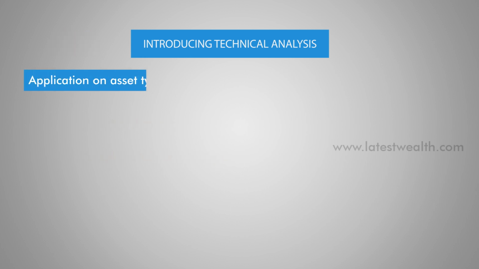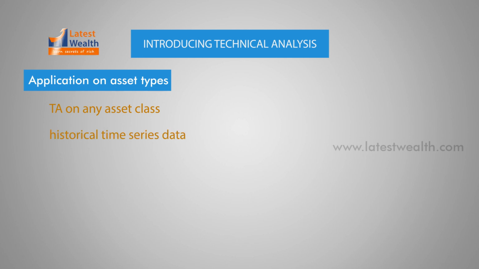First is application on asset types. You know one thing, the greatest versatile feature of technical analysis is that you can apply it on any asset class like stocks, futures and options, and commodity trading, because wherever you are getting historical time series data. Time series data in the technical analysis context is the information pertaining to price variables, namely open, high, low, close and volumes, etc. I will give you an idea so that you can understand better.